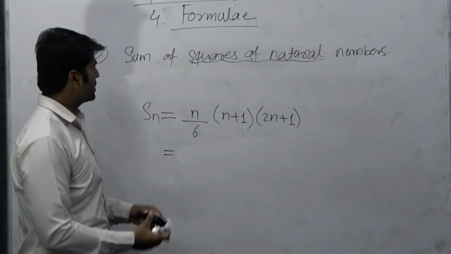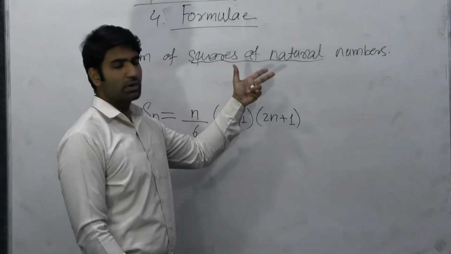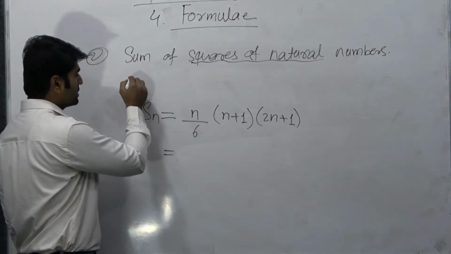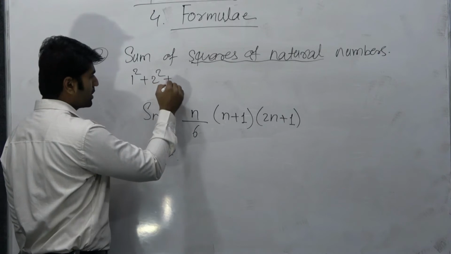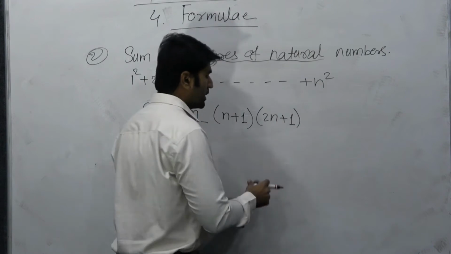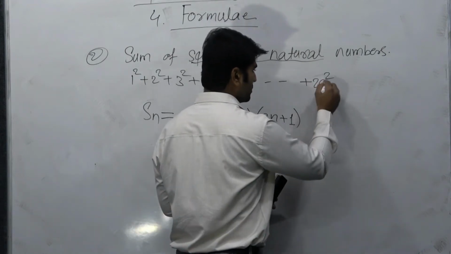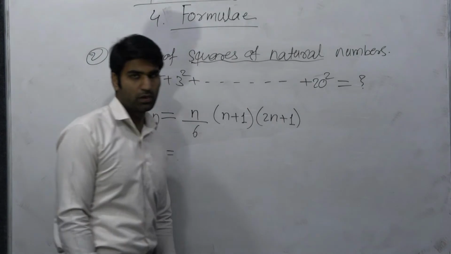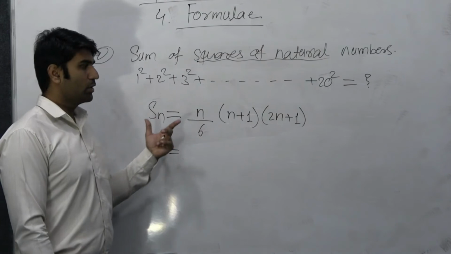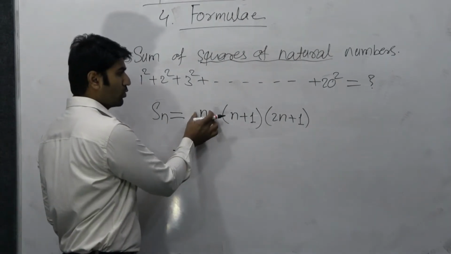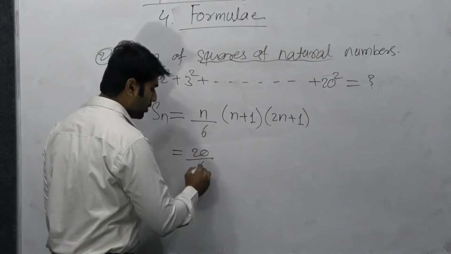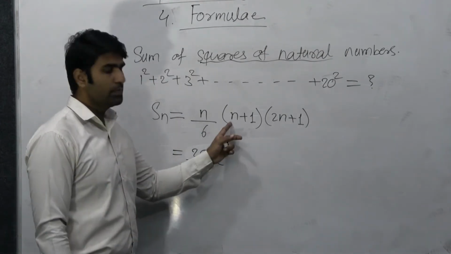So the second question is the sum of squares of natural numbers. Find the sum of squares of the following series: 1 square plus 2 square plus 3 square up to 20 square is equal to question mark. So there are 20 numbers and we have to find their sum. What is the value of n now? There are 20 numbers, therefore 20 upon 6 into first bracket n plus 1.